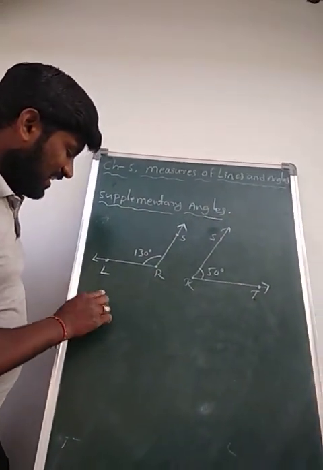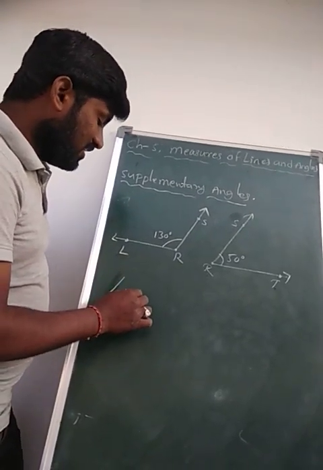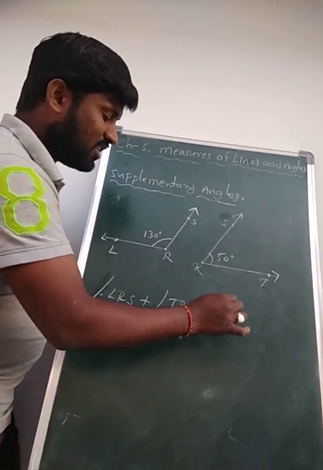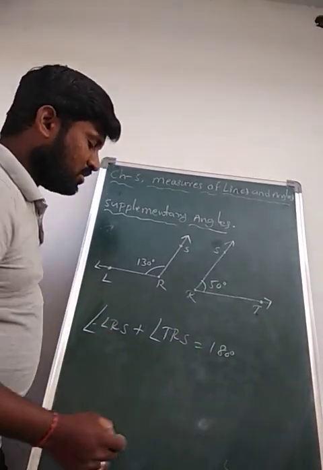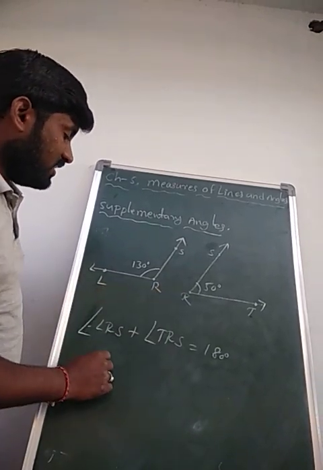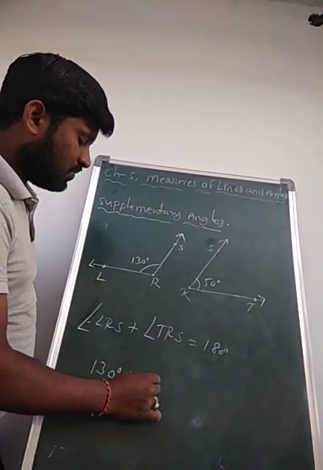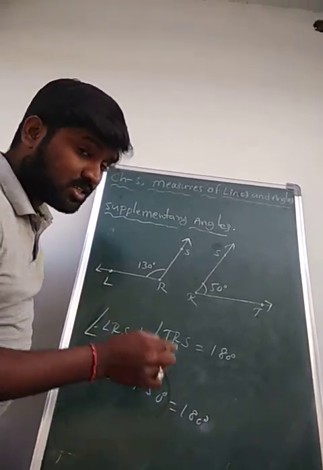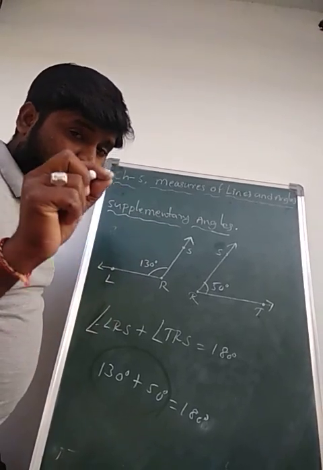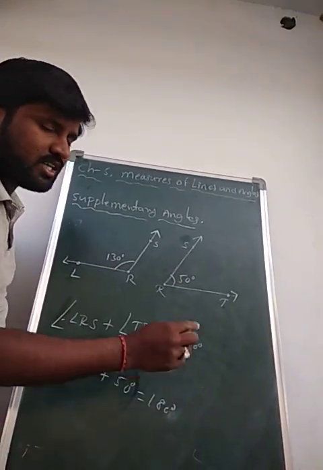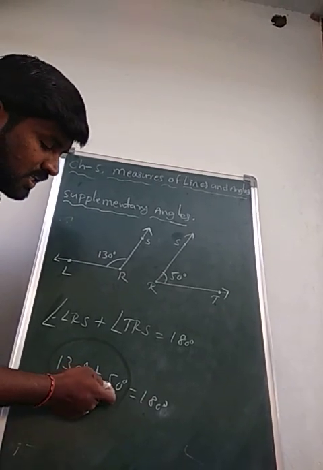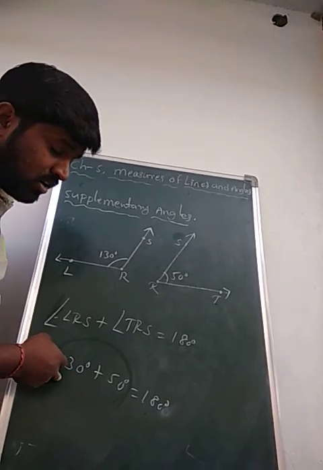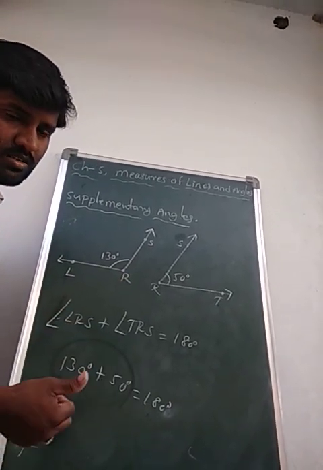See clearly, angle LRS plus angle TRS is equal to 180 degrees, because the sum of these two angles, that is 130 degrees plus 50 degrees, is equal to 180. Two angles are said to be supplementary if the sum of whose measure is 180 degrees. You can say 50 degrees is the supplement angle of 130 degrees and 130 degrees is the supplement angle of 50 degrees. Okay, students?